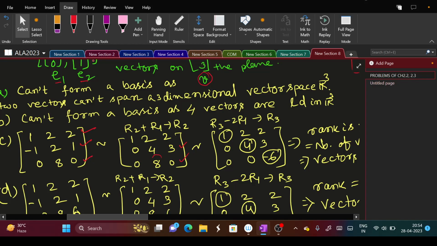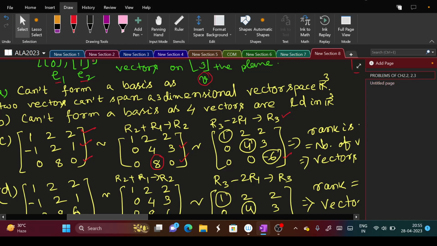Now I have to make this element 0. So I have to do the operation R3 minus 2 R1 stored in R3. The first two rows remain as they are. The third row is 0 minus 0 is 0, 8 minus 8 is 0, then 0 minus 6 is minus 6. So the last row is minus 6.